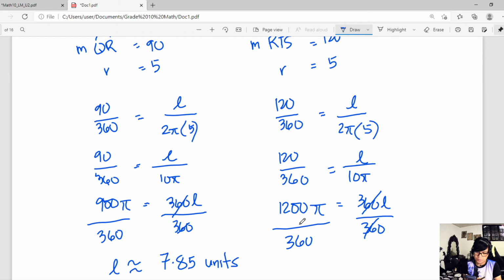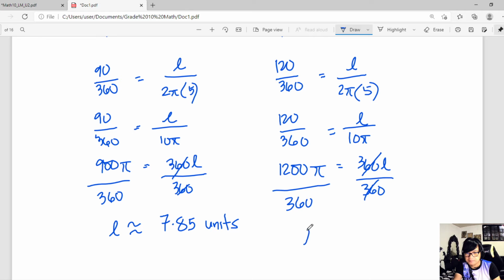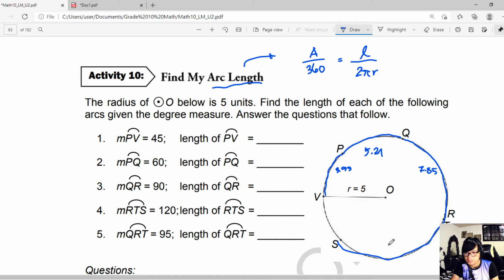So 1,200 pi divided by 360. The answer is approximately 10.47 units. So that's 10.47 units. And the last one is QRT.